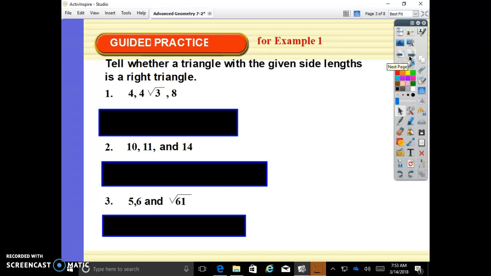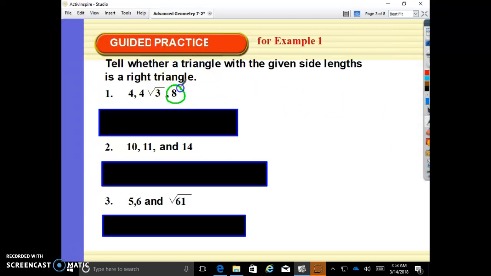Tell whether the triangle with the given side lengths is a right triangle. So the first thing you need to do is identify which one is the largest number. This 8 is the largest, 14 is the largest, and square root of 61 is the largest. How do I know that square root of 61 is the largest? 8 times 8 is 64, so it's just under 8. 7 times 7 is 49, so it's greater than 7, less than 8. So it's definitely the largest number. Do you guys see how I did that?